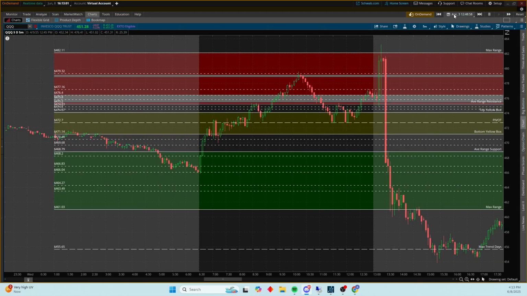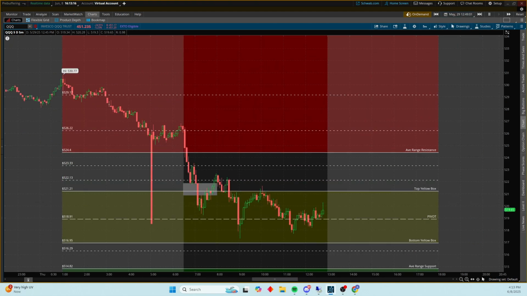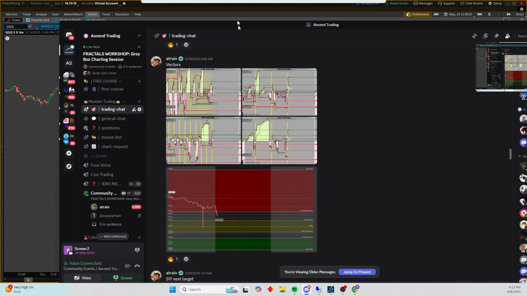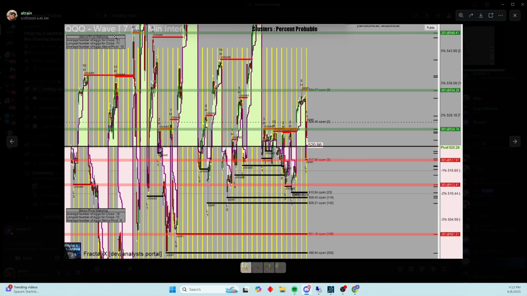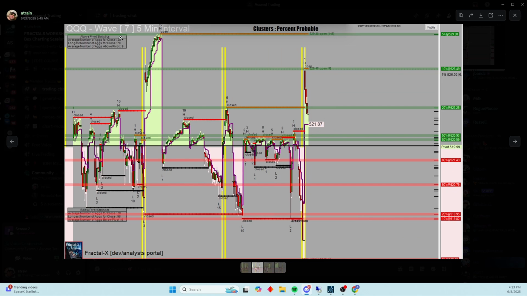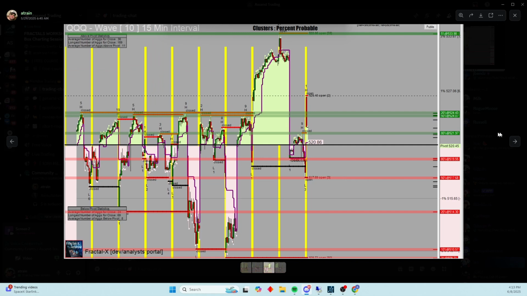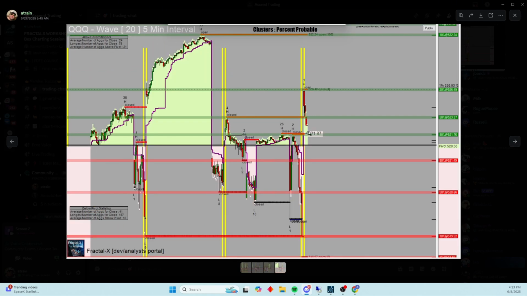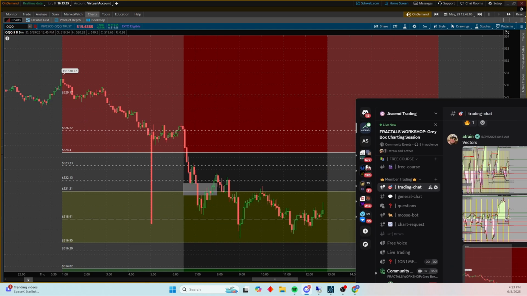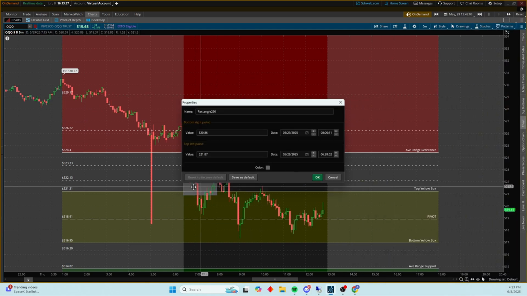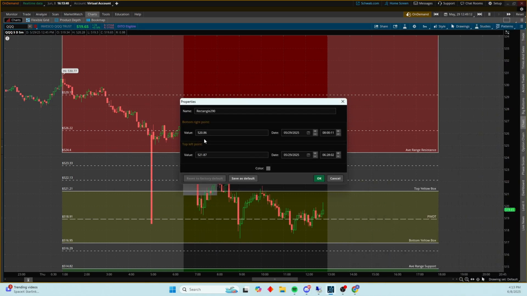Outside of using open states and clusters for our zones, we can also use vectors, which I'll show right here. Neither of these trades went for a crazy percent, but this is when we used vectors to make it. So you can see on the 7-way 60-minute, you had vector at 520.86. On the 7-way 5-minute, 521.87. 10-way 15-minute, 520.86. And last up, the 20-way 5-minute, 521.87. So we charted out that dollar range of vectors.